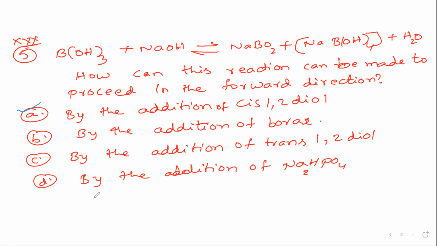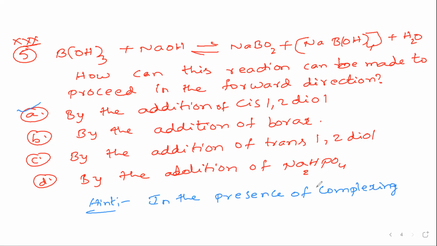This reaction is reversible. I am giving a hint: this reaction is reversible due to the hydrolysis of sodium metaborate. So in the presence of complexing agents such as cis 1,2 diol, glycerol, that is CH2OH, CH2OH, etc., a complex is formed and prevents hydrolysis.